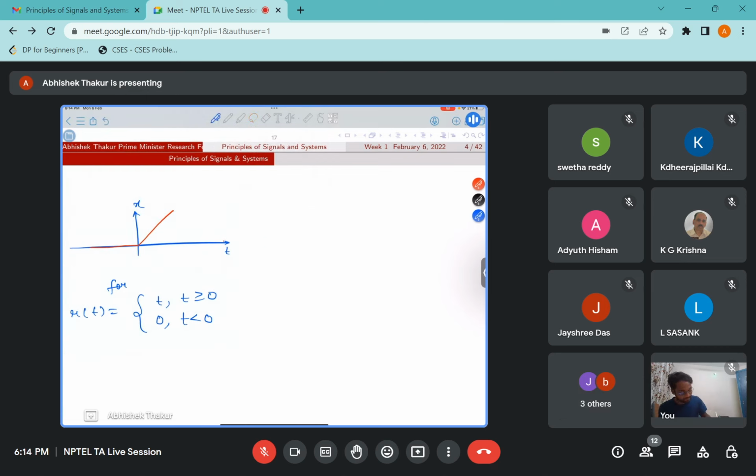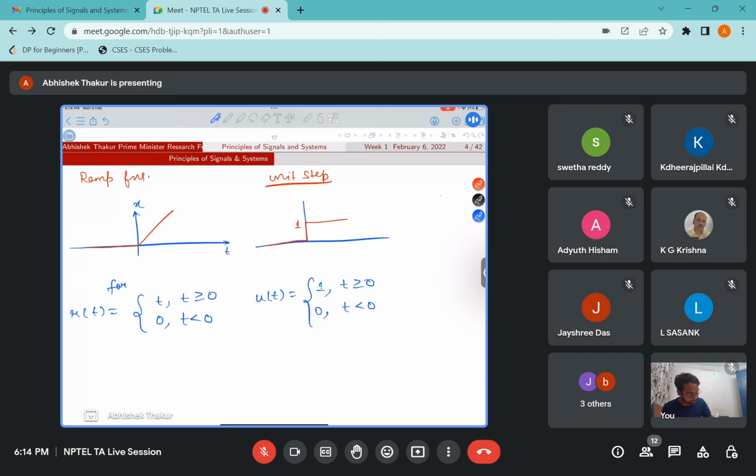Okay, so the first one is our ramp function. Now second is unit step. So this is 0 for all the negative values of t, and it is 1 for all the positive values of t. It is 1 for t greater than or equal to 0, and 0 for t less than 0.